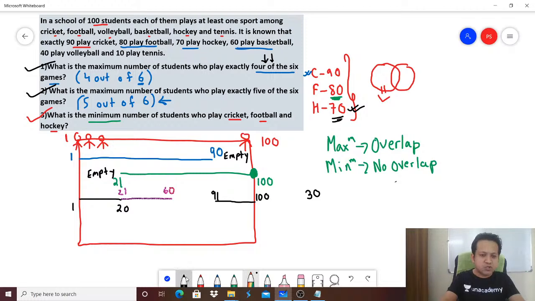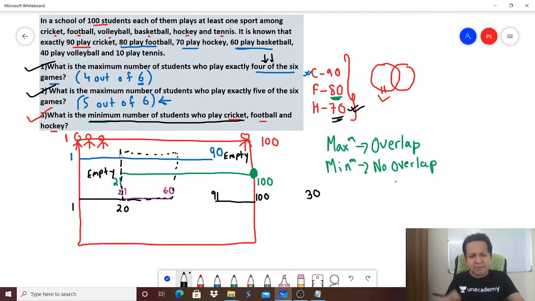Length 40. So now if I ask you, where is the minimum overlapping? Minimum overlapping of 3, right? Because the question was asking cricket, football and hockey. Minimum overlap of 3. Which is that part? This is that part. Can you see this part? This is that part where there is an overlap of 3 regions.